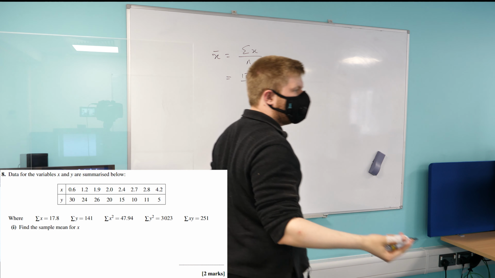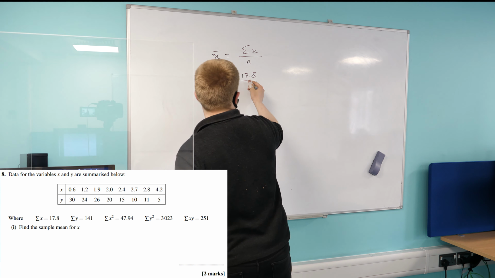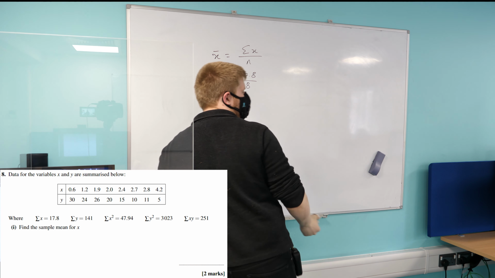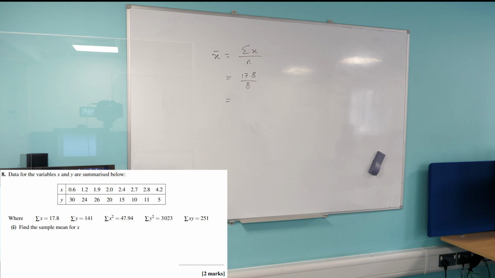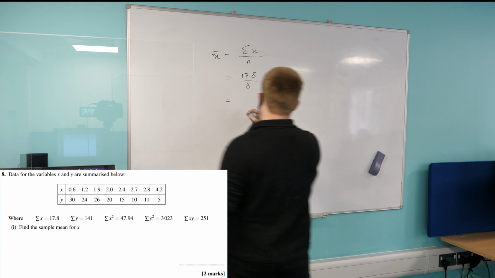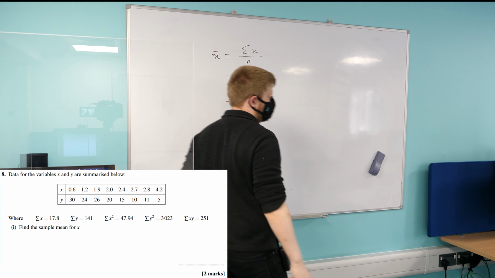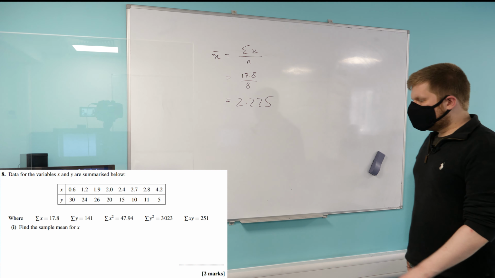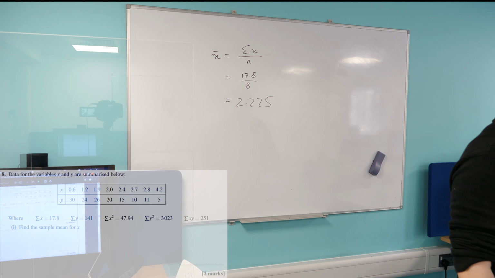And n, well, it's not too bad in this case, it's just 8 values. So we'll divide that by 8. So that's all you need to put into a calculator. It's quite quick, you don't need to physically add all the x values yourself. So can somebody have a go at that? 2.225. There we go. Okay, so again, nice and straightforward. 2 marks, 1 for showing me the formula, 1 for getting the right answer.